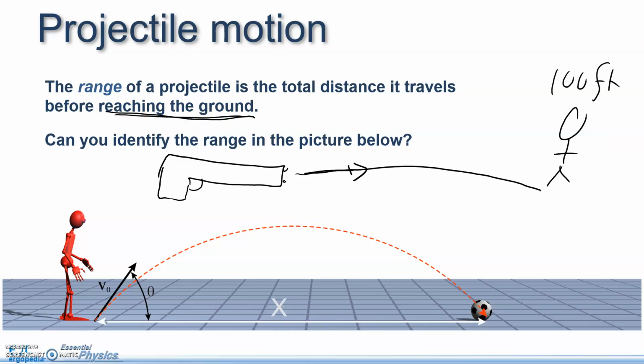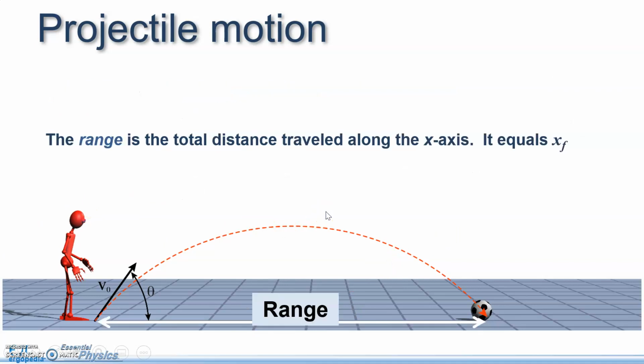In this picture right here, this is the range from this point to this point. We call that the d of x, the distance in the x direction. We went over that the range is the total distance traveled along the x-axis. Just know it is known as d of x, aka range. How far did it move?